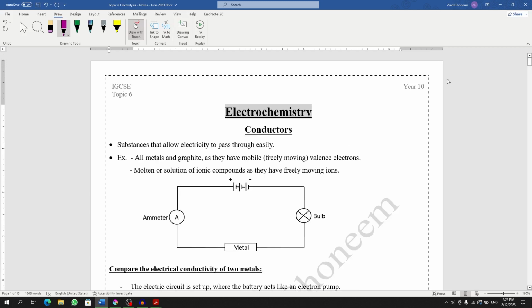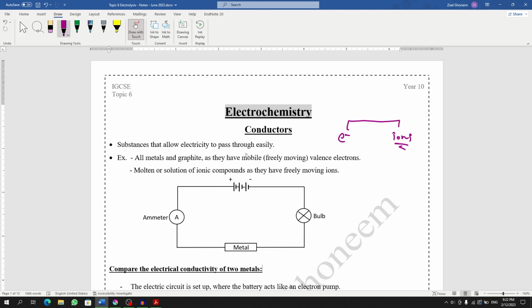Well, conductors are substances that allow the flow of electricity. That's because they either have freely moving electrons or freely moving ions, and these are the two main ways for electrical current to flow, either by electrons or by freely moving ions.